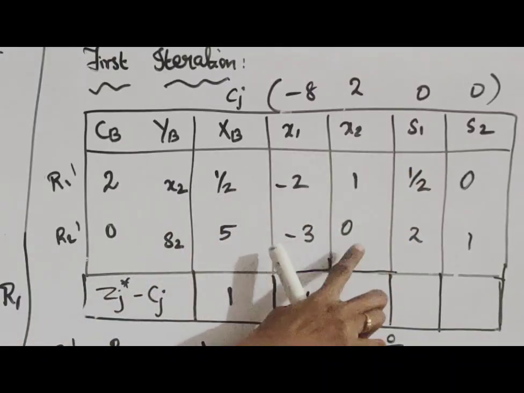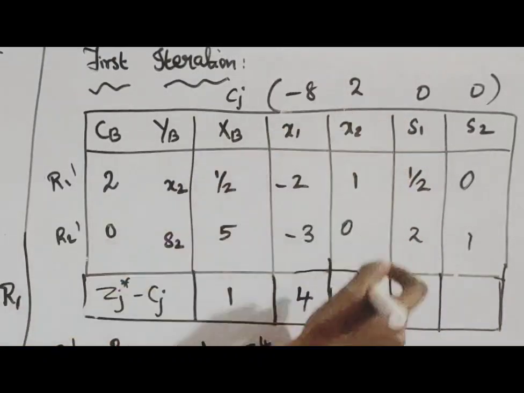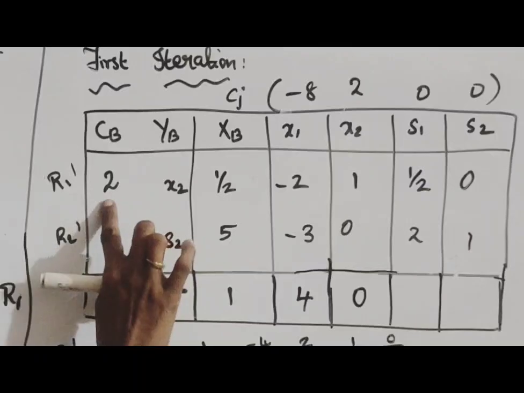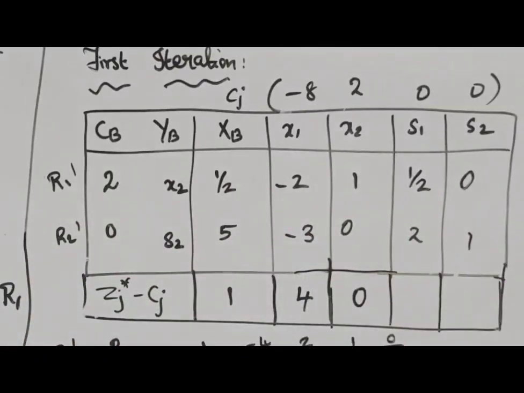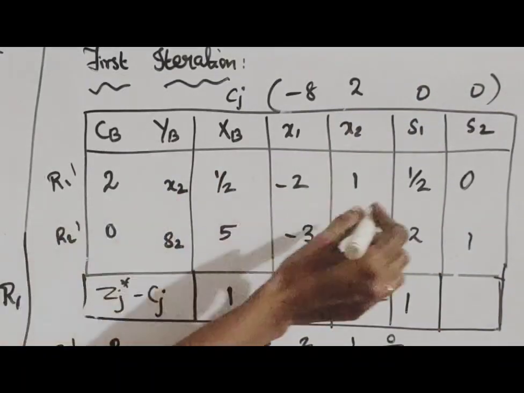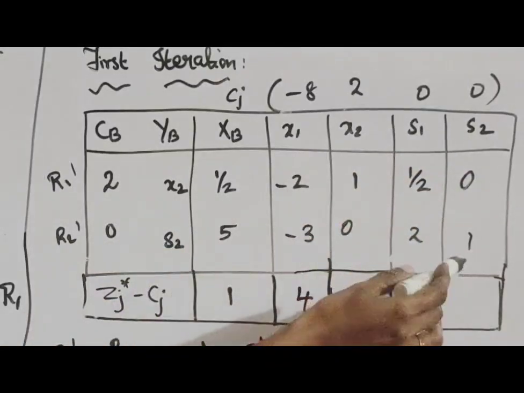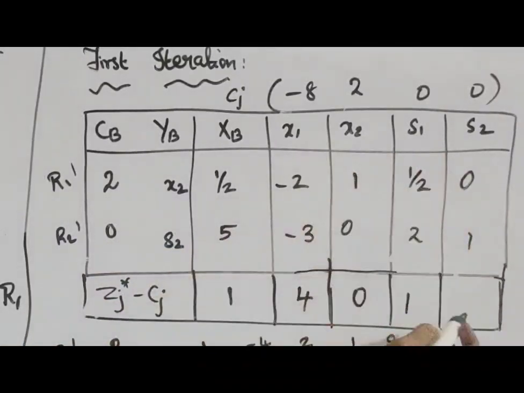2 minus 2, 0. Again, 2 into 1 by 2, 1. Plus 0 into 2, 0. Minus 0, that is 1. Next, last one, 2 into 0, 0. 0 into 1, 0. Minus 0, the value is 0. Right?